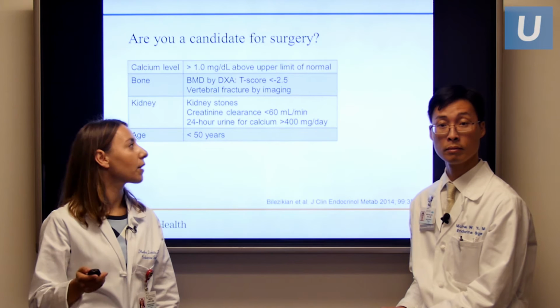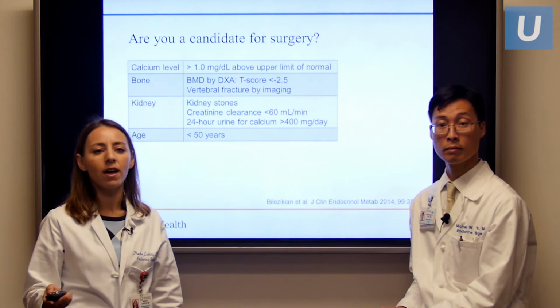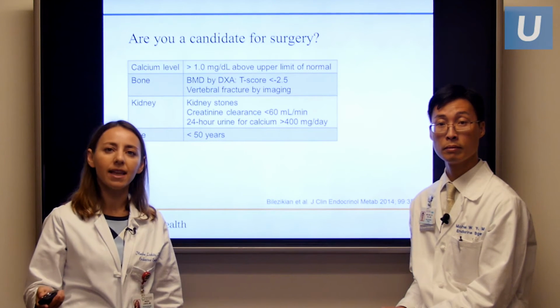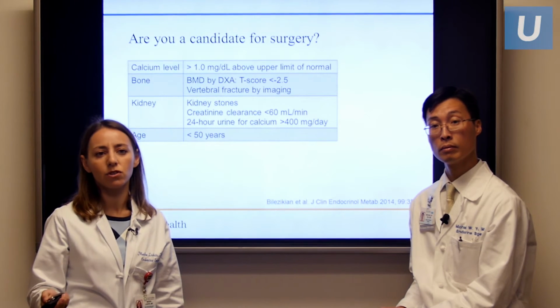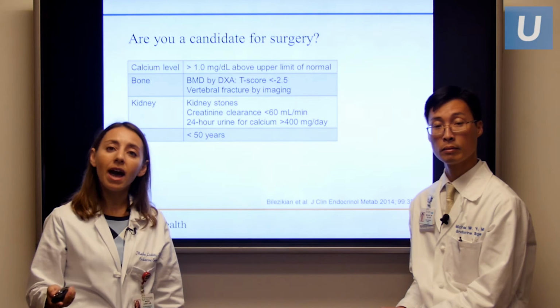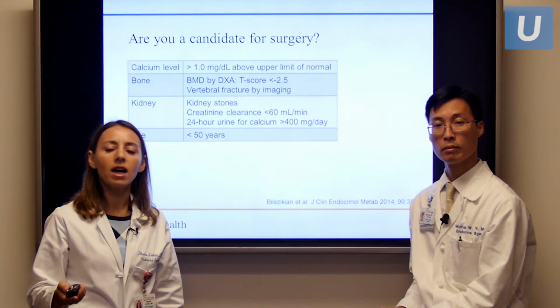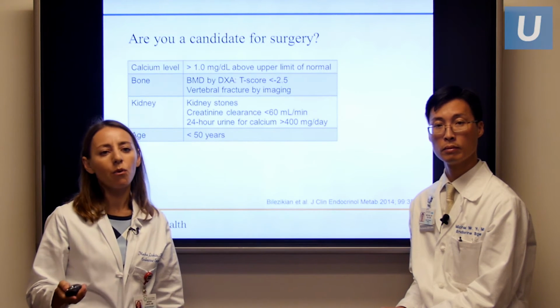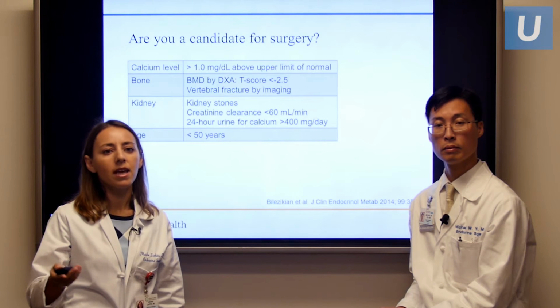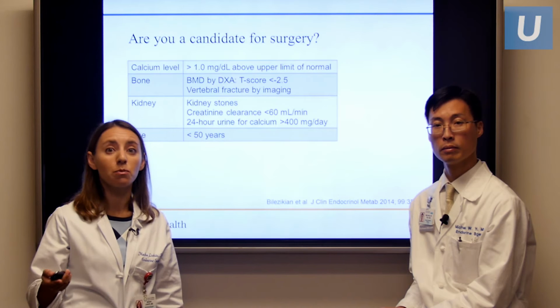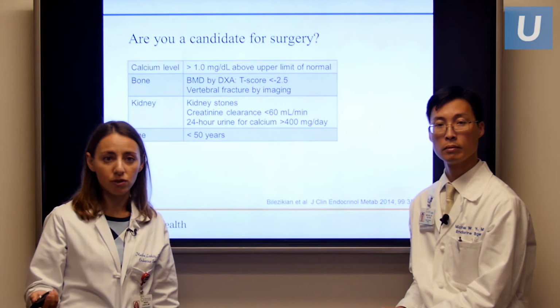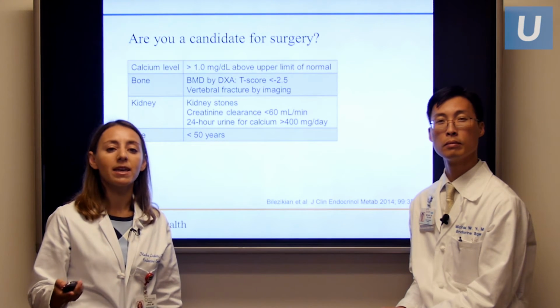There's a certain criteria by the National Institutes of Health that gives us some guidelines: if you are in this group, then you're certainly a candidate for surgery. This includes a very high calcium level, above 1 point, the upper limit of normal, and then we'll get to your bones. If you have a bone mineral density of minus 2.5, meaning you are in the osteoporosis range, then you should have surgery. Or if you have vertebral fractures by imaging.